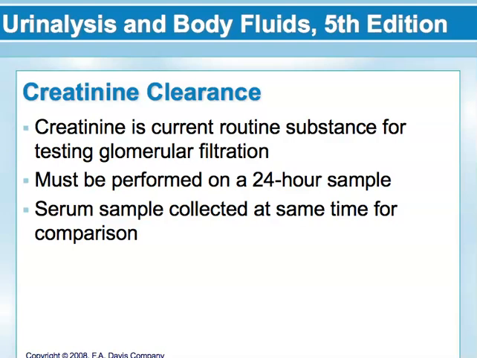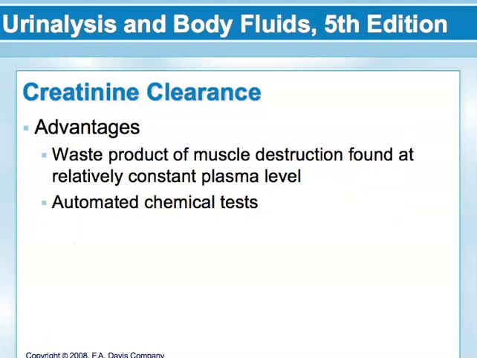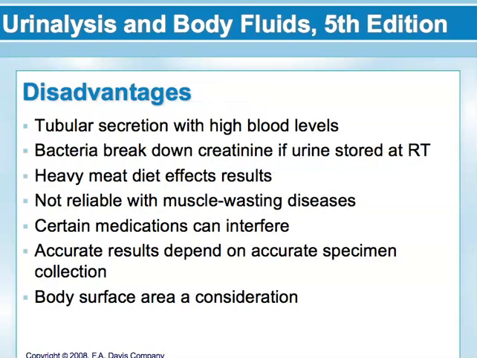So the creatinine clearance test, which is also known as a glomerular filtration rate, is the most commonly used test. It must be performed as a 24-hour collection, and a serum sample must be collected and analyzed at the same time as a comparison. Some of the advantages to this test: creatinine is a waste product of muscle metabolism, so it's going to be found at relatively constant levels in the plasma. And there are automated chemical tests that make it easy to perform, but there are also some disadvantages to this test.